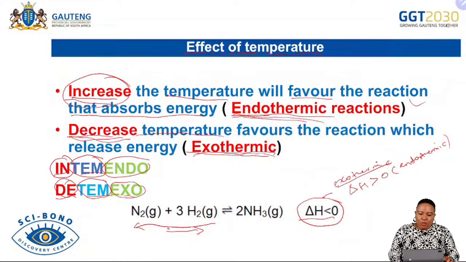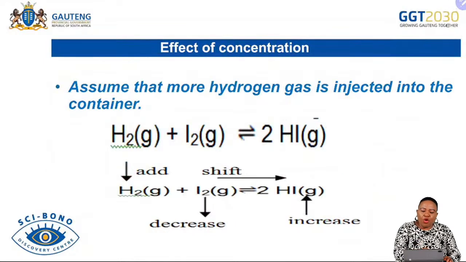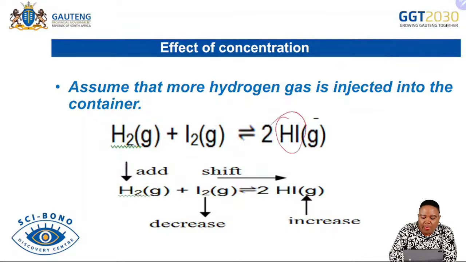Now, in terms of concentration, when you are having a reaction like this one of hydrogen and iodine to give you hydrogen iodide, you can see that hydrogen and iodine will react to give you hydrogen iodide. Now, what will happen if you add more hydrogen?